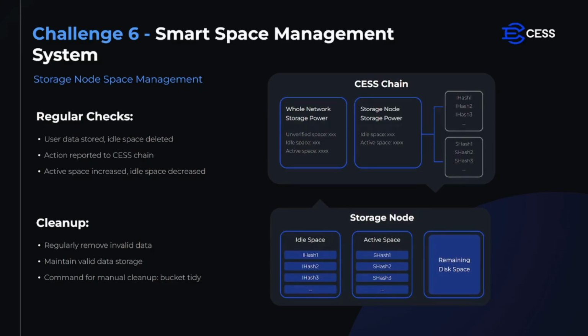When a user's data is stored, any previously allocated idle space that is no longer needed is deleted. This action is promptly reported to the CESS blockchain, ensuring that the network is kept up to date with accurate space usage data. Consequently, the amount of active space increases while idle space decreases.